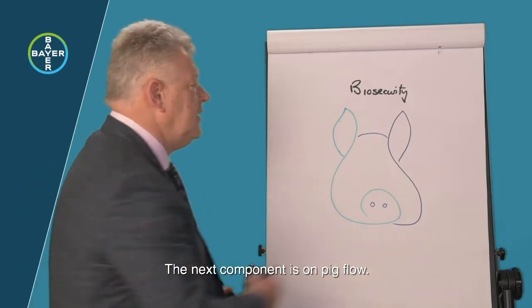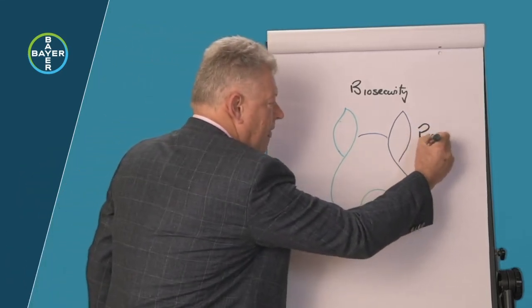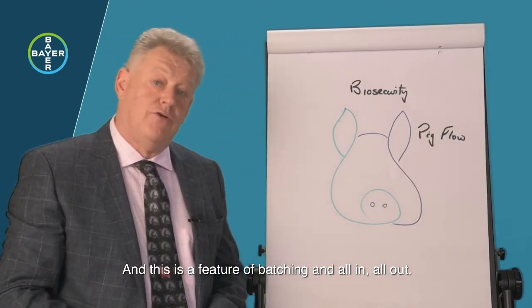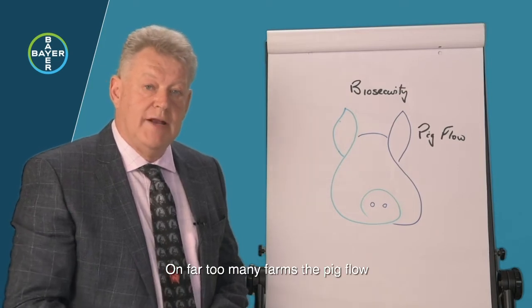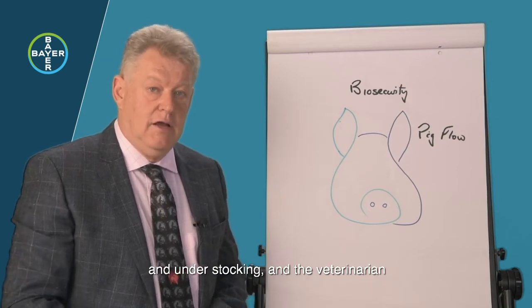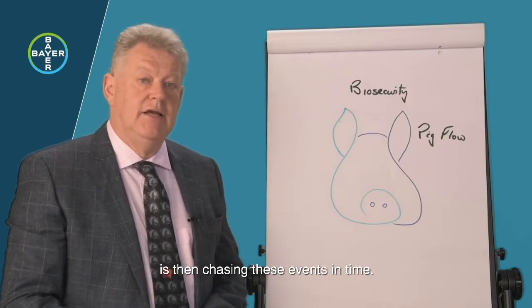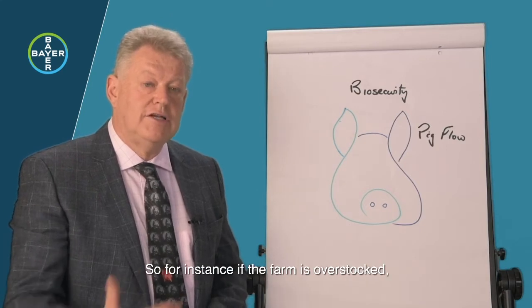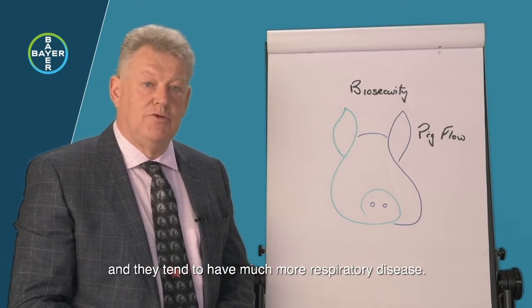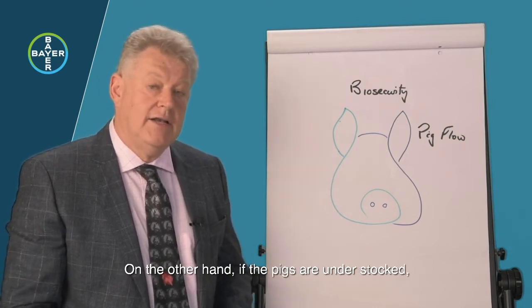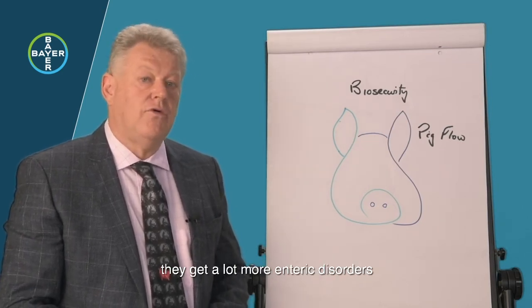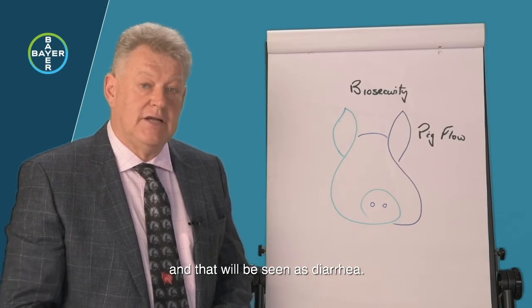The next component is pig flow. And this is a feature of batching and all in, all out. On far too many farms, the pig flow is far too variable, where we get overstocking and understocking. And the veterinarian is then chasing these events in time. So for instance, if the farm is overstocked, then the pigs tend to be too hot and they tend to have much more respiratory disease. On the other hand, if the pigs are understocked, the pigs get cold. And in that case, they get a lot more enteric disorders, and that will be seen as diarrhea.